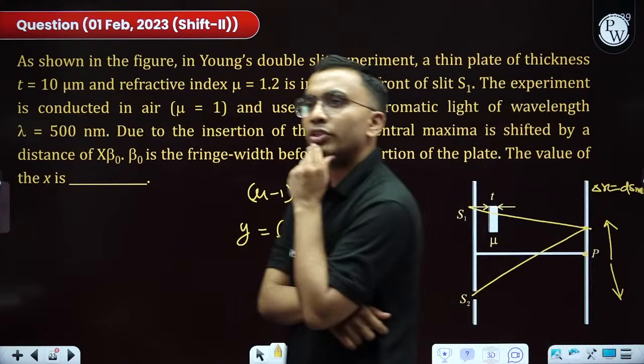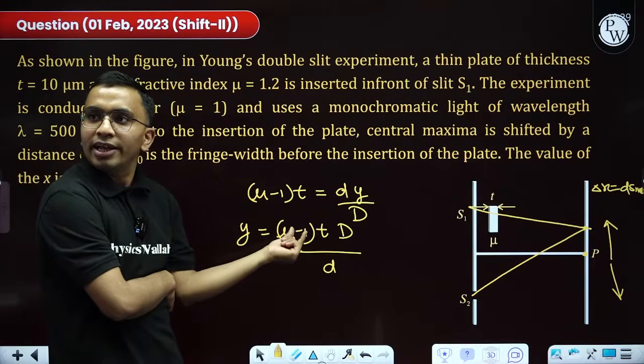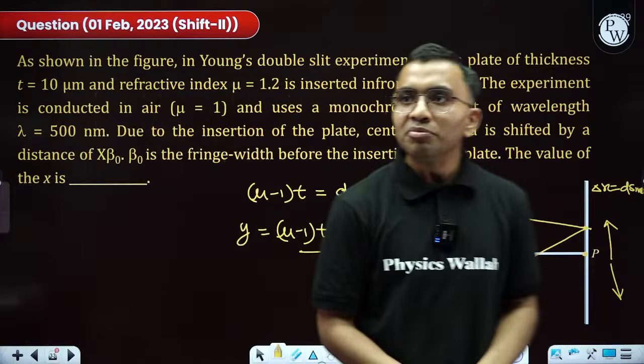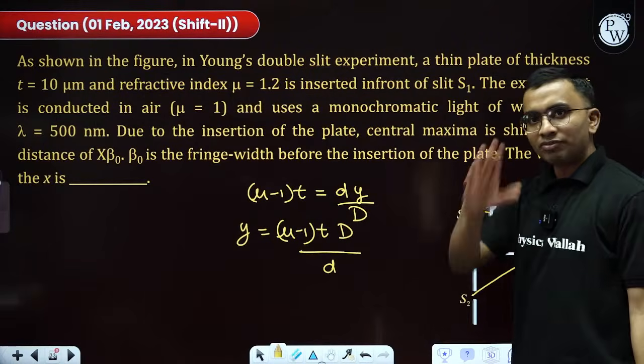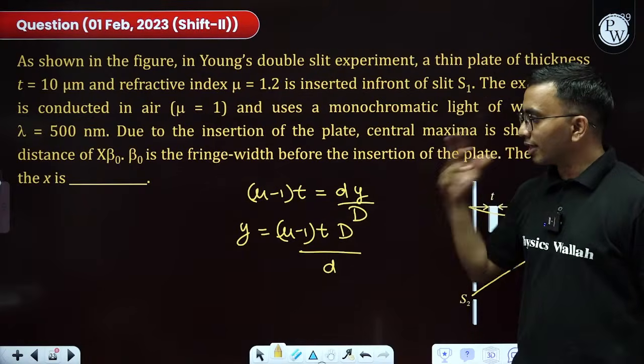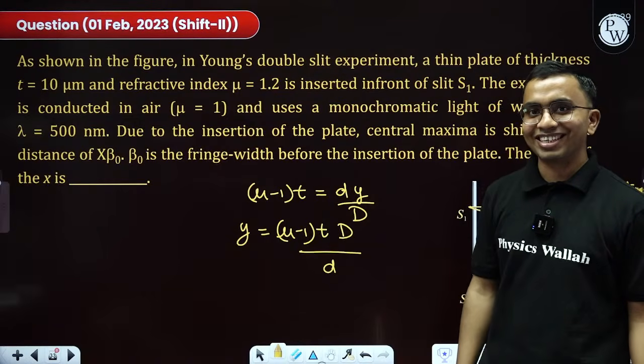Somebody mentioned the answer here, D into (mu minus 1) into small t divided by capital T. Perfect. Actually, let me tell you, I don't remember the formula. Even if you directly ask me, this formula is not in my mind. I just understand the concept. (Mu minus 1) into t has to be equal to d y by D. From there, I can write it.